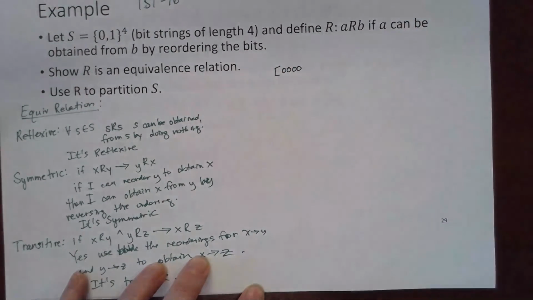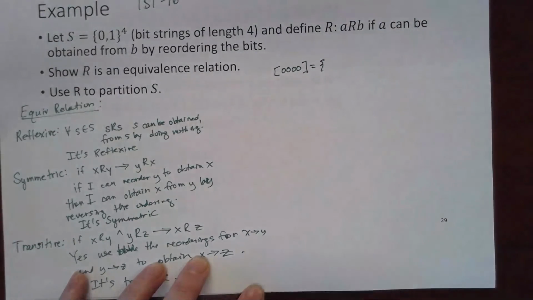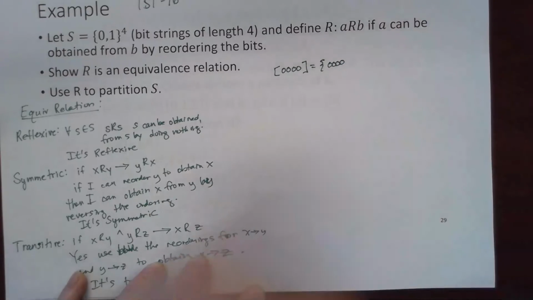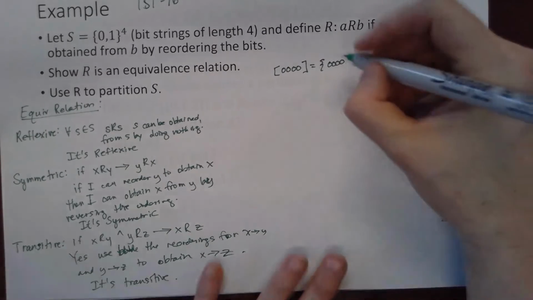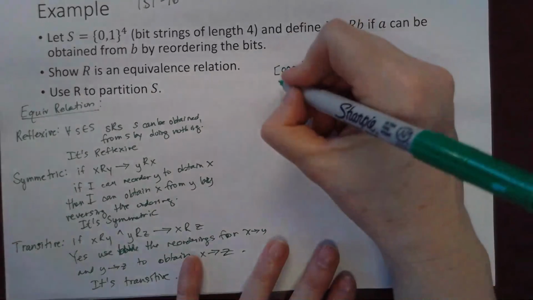That's a 4-bit string. If I look at the set that's there, clearly it's related to itself. We always have the reflexive property. Are there any other 4-bit strings related to it? No, that's the only one with no ones in it. So that's the only one in that class, but it's still a non-empty subset.